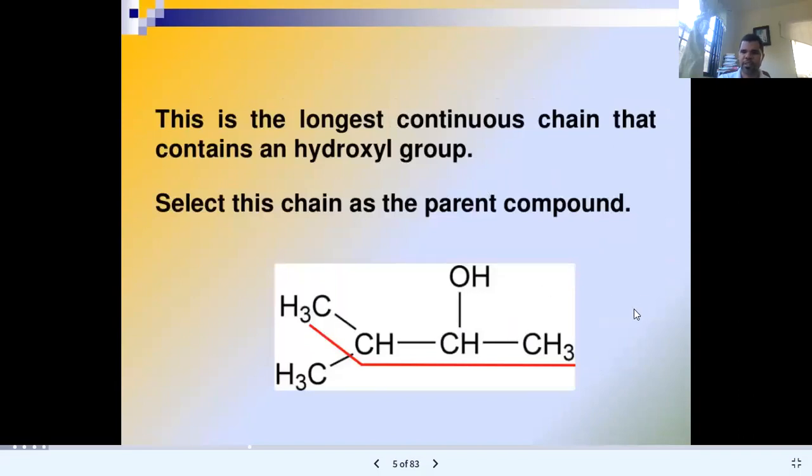We locate the longest chain that has the OH attached to one of its carbons. So even if this chain would be longer, let's say that we have 4 more carbons here, we wouldn't choose this as the parent chain, okay? Because we need to include the carbon that contains this. So you have to go like this. You have to include this carbon in the main chain. So this would be our chain and not this, not going down. This has to be included. So this would be our parent chain. We have our OH here.